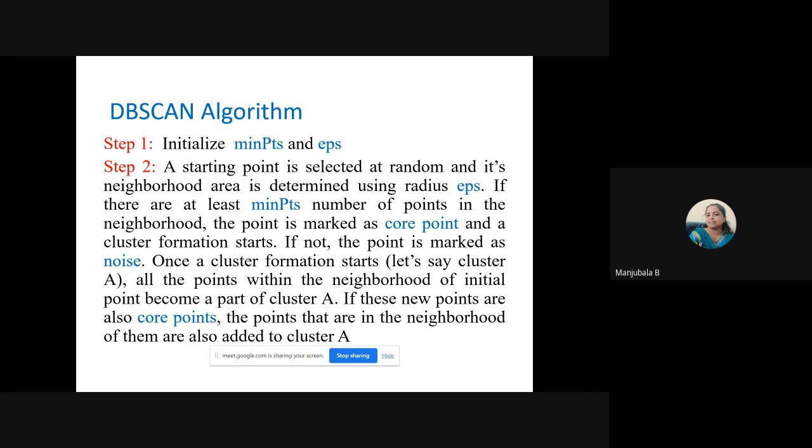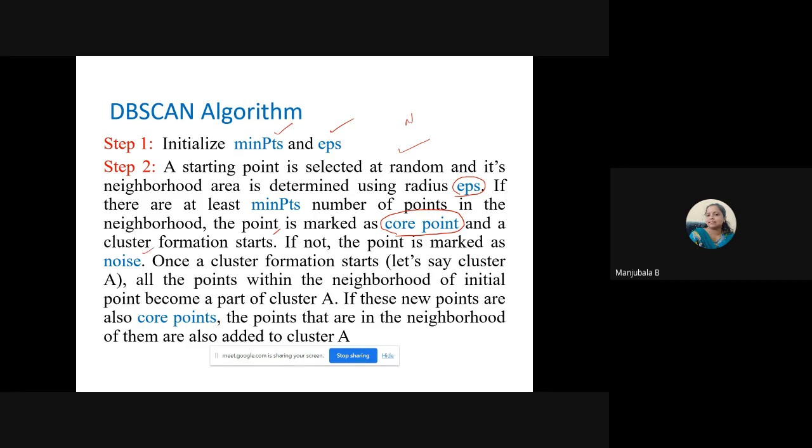So simple two steps are there. You have to initialize the min PTS and the EPS value. So randomly you can consider a starting point, right? Out of n points, any point you can consider as a starting point. Randomly you can select, and its neighborhood area is determined using the radius EPS. So you have to see how many neighborhood points are there for the starting point, right? If there are at least min PTS number of points in the neighborhood, that is a core point, because we have seen the definition of the core point, right? So from the core point, the cluster formation starts. Okay. If that is not a core point, the point is marked as noise.